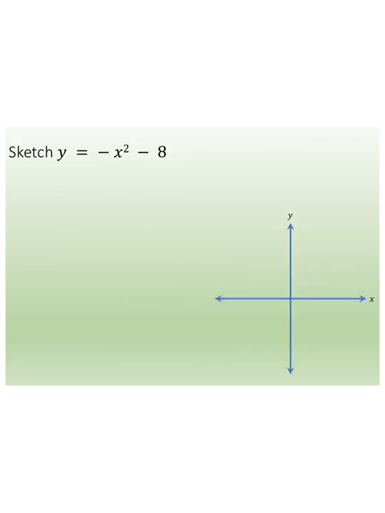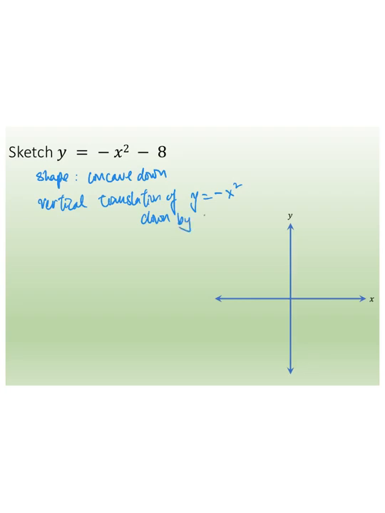Let's do some sketching. First, let's talk about sketching y equals minus x squared minus 8. This one, you know the shape is concave down. You can also see that this is actually a vertical translation of y equals minus x squared down by 8 units.